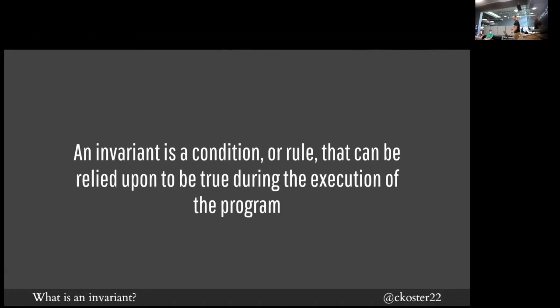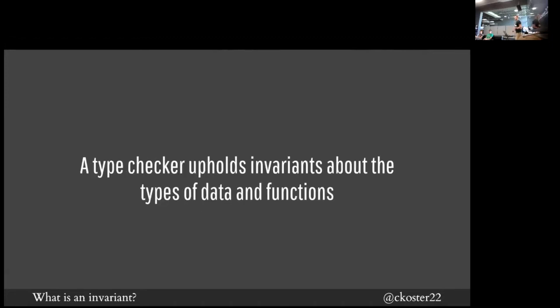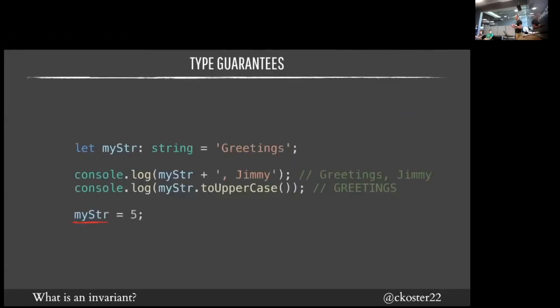So let's go through a couple of examples. A type checker upholds invariants with regard to types and data of your functions. A really obvious and trivial example: if I declare a variable as a string, I can only use it as a string. And the moment I stop using it like a string, the type checker will stop me. So the type checker gives me an enforced guarantee at compile time that I'm using types in the way I said I would use them.